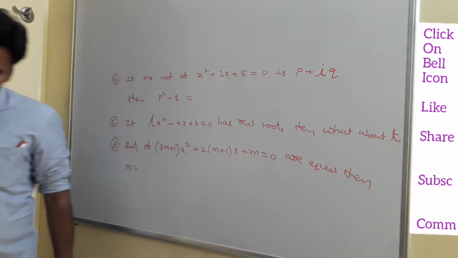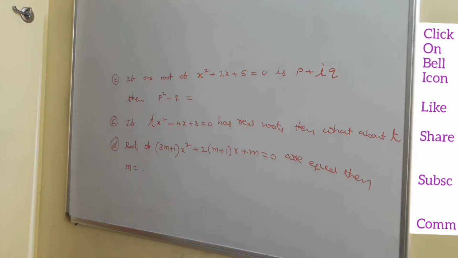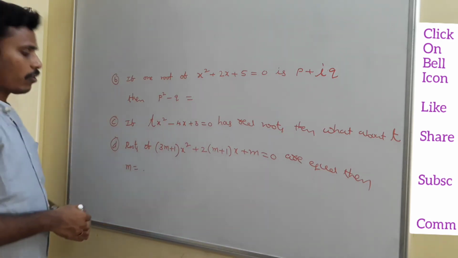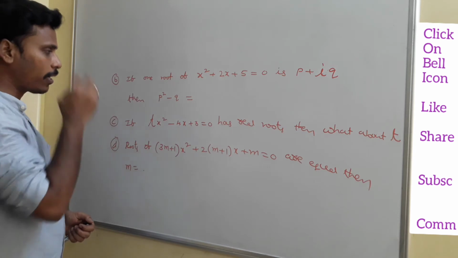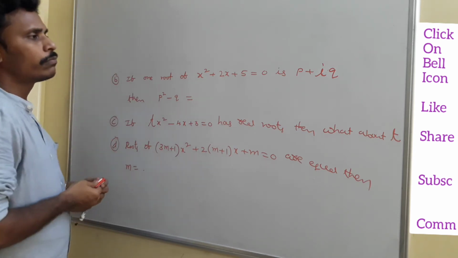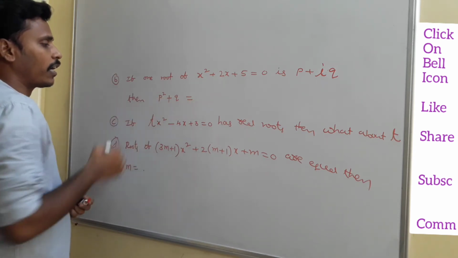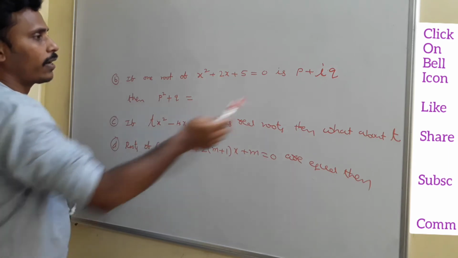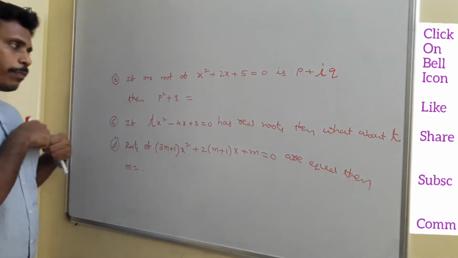If one root of x square plus 2x plus 5 equals 0 is p plus iq, then we need to find the value of p square minus q, whether it is possible or not. It is just a random question that I prepared, so maybe some corrections are required here. So you need to correct it to p plus iq and correct it to p square plus q.